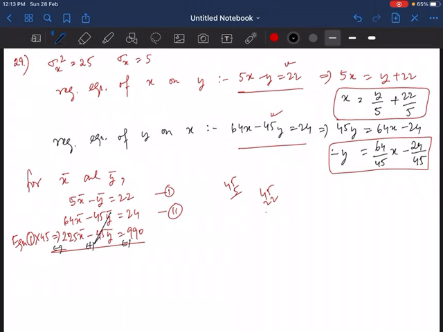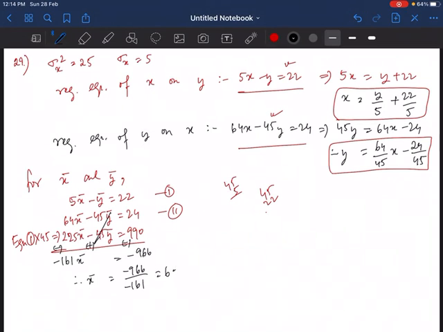So this cuts. 225 minus 64, that gives you 161, so minus 161 x bar, and this one will be minus 990 minus 24. 990 minus 24 gives us 966. Now therefore x bar will be minus 966 divided by minus 161. 966 divided by 161 is 6. So my x bar is equal to 6.